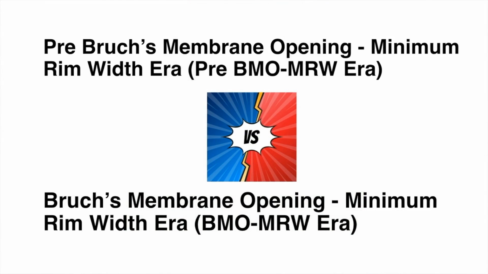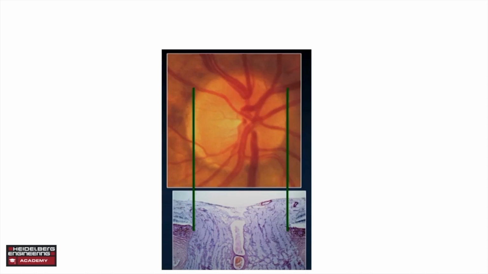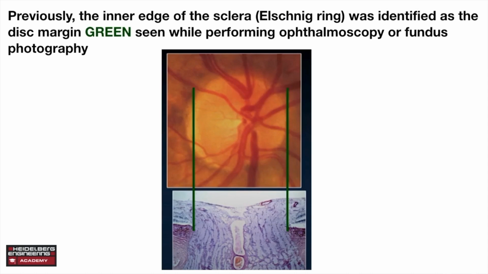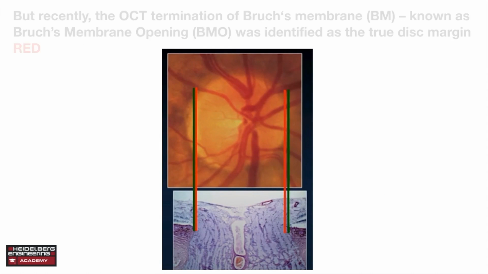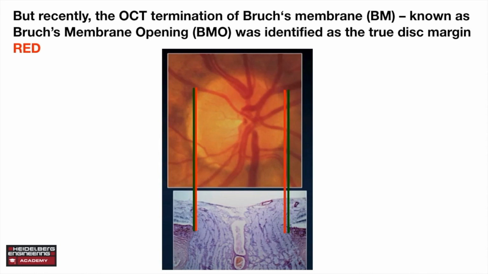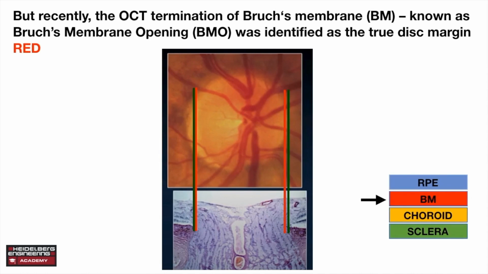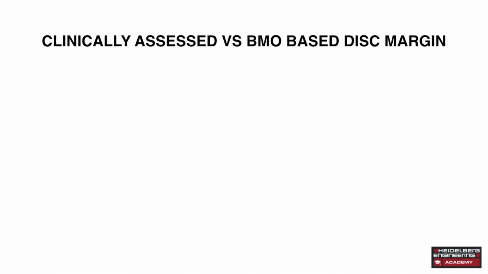Pre-BMO MRW era versus BMO MRW era. Let us first see what is Bruch's membrane opening minimum rim width. Previously, the inner edge of the sclera was identified as the disc margin, marked by the green line seen while performing ophthalmoscopy. But recently, the OCT termination of Bruch's membrane, known as Bruch's membrane opening, was identified as the true disc margin, marked by the red line.